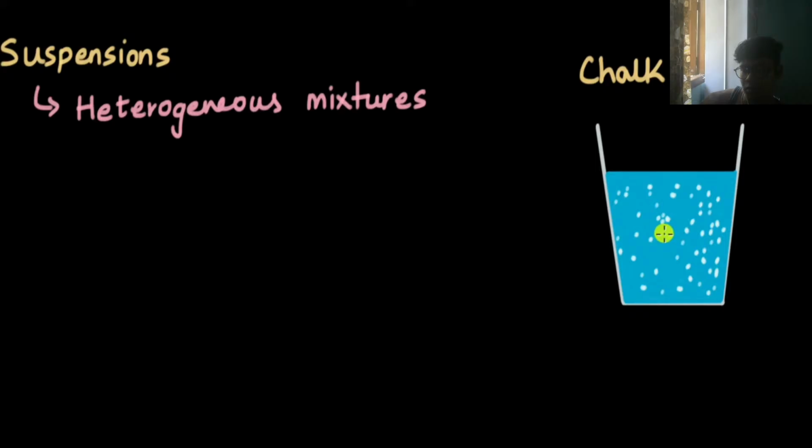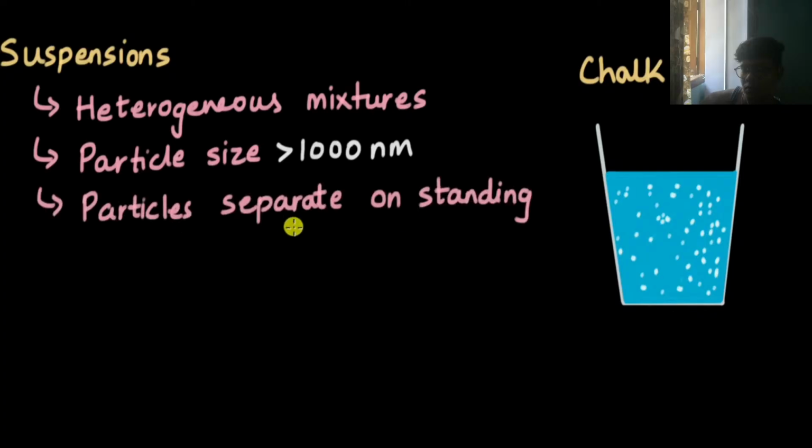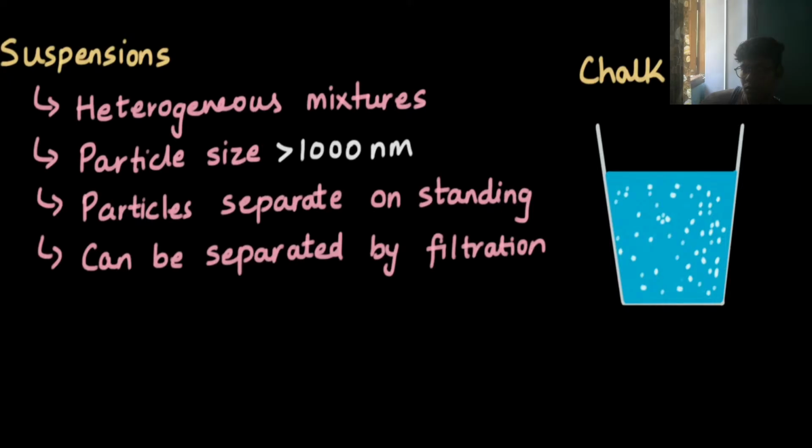You can easily look at them even. So from this very property, you can say that when you just let the mixture be for some time, these chalk particles will settle down near the bottom of the glass, and you can also separate them by filtration, right? Some other properties that we can attribute to suspensions: one of them is that particle size is greater than 1000 nanometers. That particles separate on standing. This chalk will settle down, which means you can separate them by filtration.